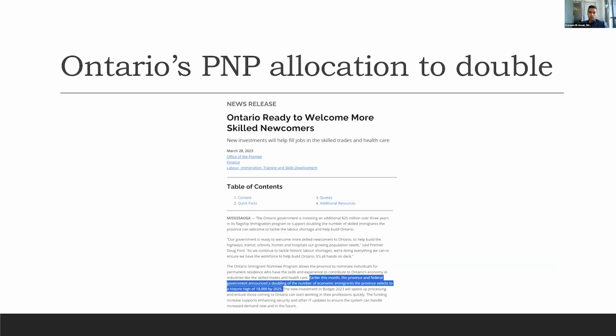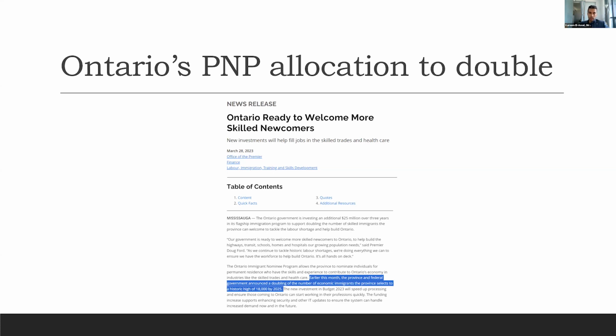And so this is something that I'm going to want to touch on later on, just how important the PNP will be moving forward to supporting our objective of attracting and retaining more immigrants in Eastern Ontario. Moving forward, the PNP is going to play a more prominent role in Ontario's immigration system.